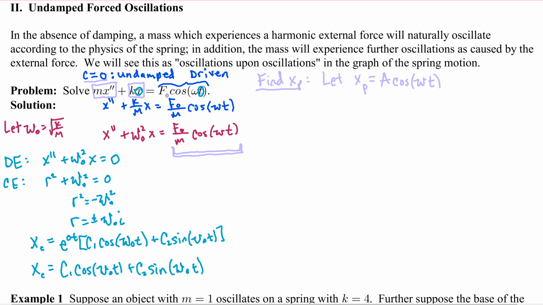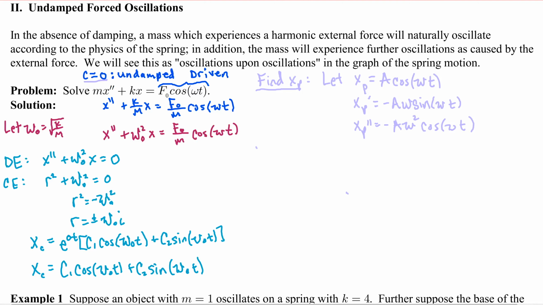But in the absence of that x prime term, I can skip to the second derivative, which is again going to be a cosine wave. So let's find our first derivative. x p prime is negative A omega sine of omega t, whoops, forgot my sign, cosine turns into negative sine for a derivative. And x p double prime then would be negative A omega squared cosine of omega t.